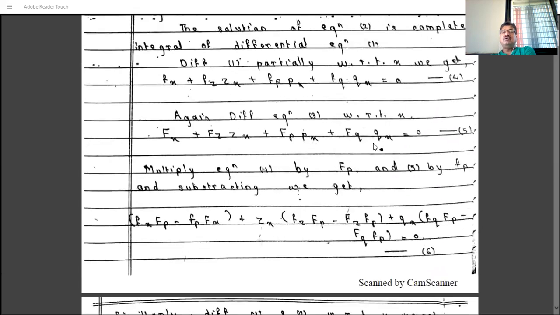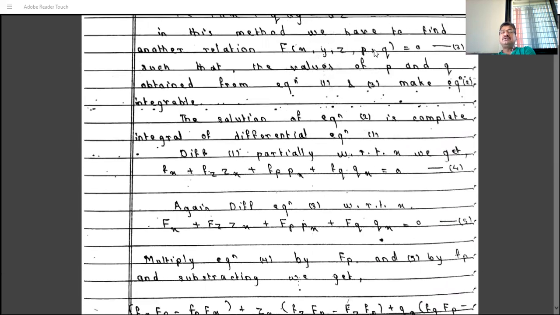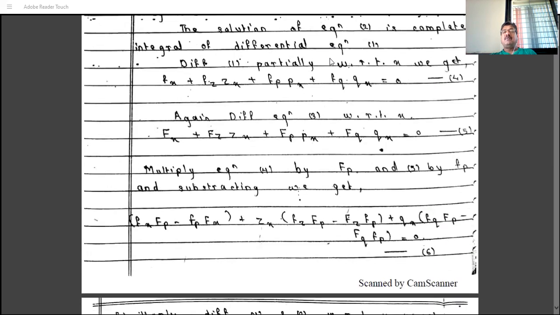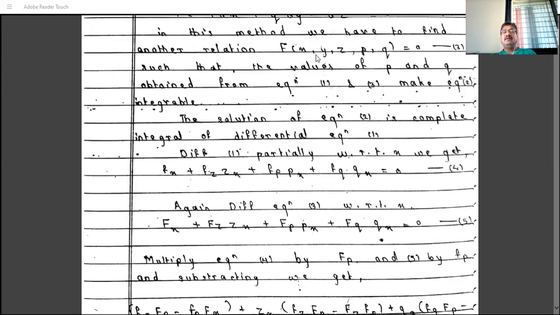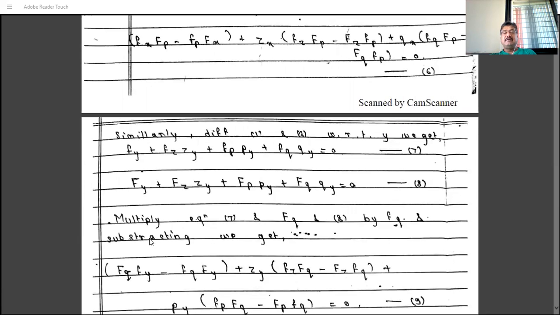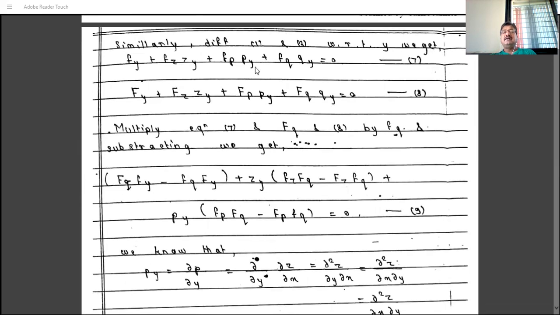Similarly, the derivative of equation number 3 with respect to y is ∂F/∂x times ∂x/∂y, which is 0. Then ∂F/∂y means capital Fy, and ∂y/∂y is 1, so Fy. Then ∂F/∂z, that is capital Fz, times ∂z/∂y, which means zy, this term. Similarly, ∂F/∂p times ∂p/∂y, plus ∂F/∂q times ∂q/∂y, is equal to 0.